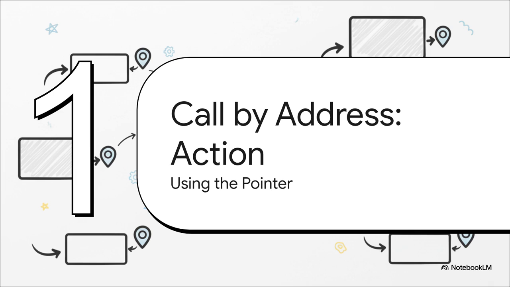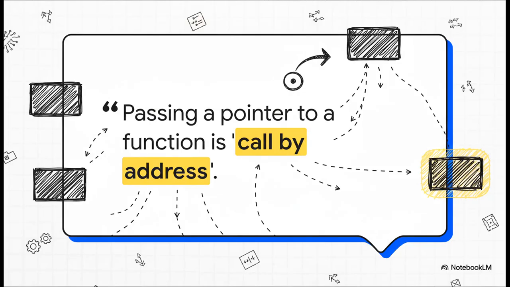Well, this is where a little concept called call by address comes into play. This is just the fancy term for it, but all it means is that instead of deciding ahead of time exactly which function to run, we pass its address around. We're essentially telling another piece of our code, hey, I don't know what you need to do yet, but when you're ready, the instructions are at this location.